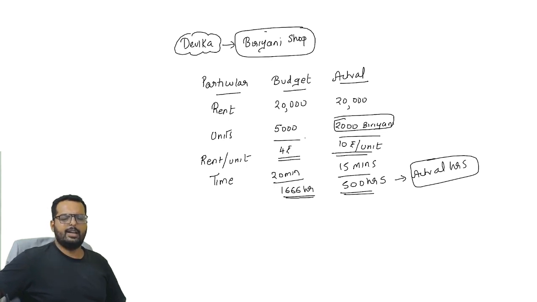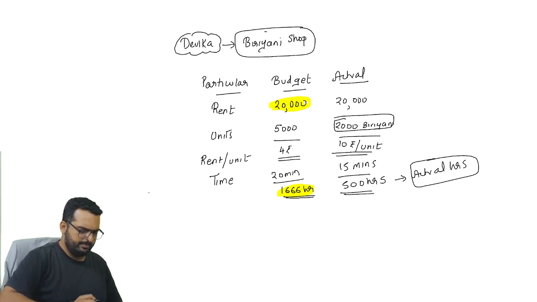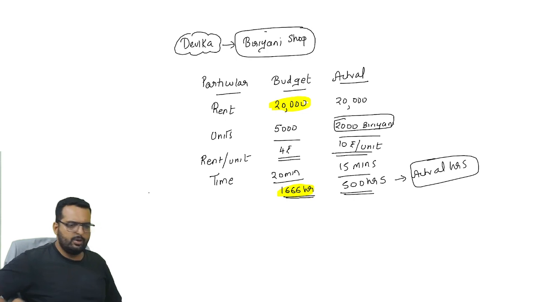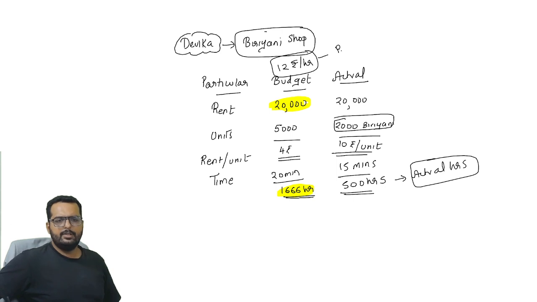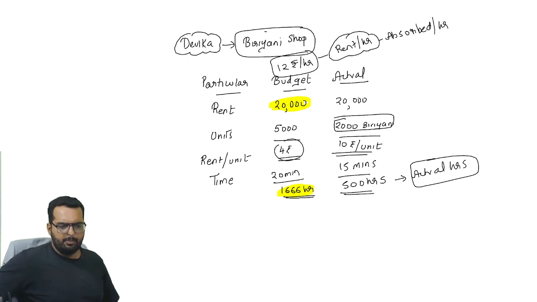All right. Now interact with me. How much is the budgeted rent? What is my budgeted hours? 1,666 hours. Okay, so if I do 20,000 divided by 1,666, what's the answer I get over here? Do I get the answer as 12 rupees per hour? This is my rent per hour or rent absorbed per hour. Whereas the 4 rupees is what? Rent absorbed per unit. Are you understanding my point?